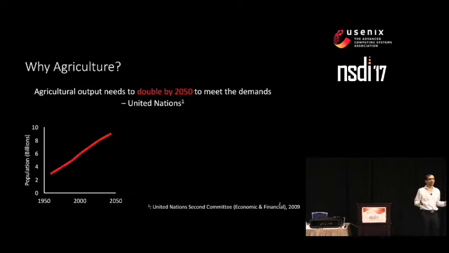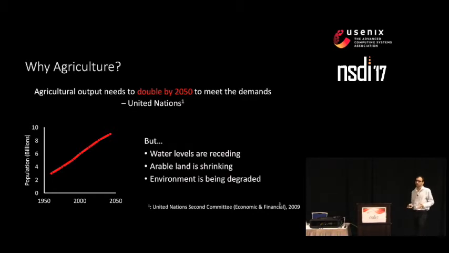By 2050, the population of the world is going to be 9 billion. To feed all these people and to make sure no one goes hungry, we need to double the amount of food that we produce today. While we need double the food, the resources that we have to produce that food are shrinking. Water tables are going down all across the planet. The amount of land that is fit for agriculture is shrinking because cities and towns are expanding and taking up that space. And while we do that, we need to be conscious about the environment as well.